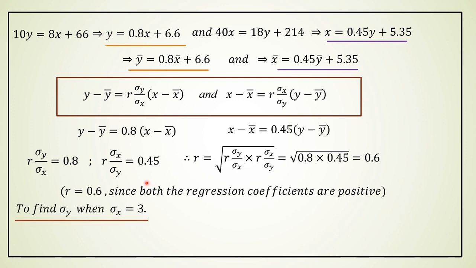Okay. Now to find the last part of the question, that is to find the value of sigma y when sigma x is equal to 3. We know that r into sigma y by sigma x is 0.8. Okay. Just substitute the value of r as well as sigma x over here in order to obtain the value of sigma y. Therefore, you have the value of sigma y to be equal to 4.